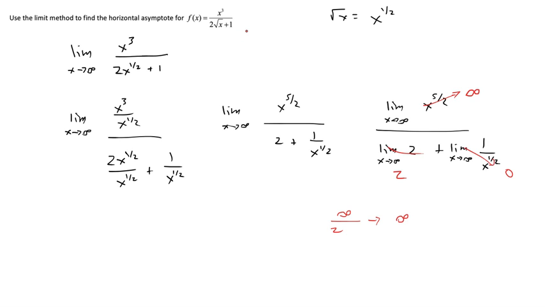Which means what? There's not a horizontal asymptote, actually. It's not a vertical asymptote either. So we notice that the power in the numerator is greater than the power in the denominator. So there's going to be an oblique asymptote here. But to answer the question, there is no horizontal asymptote here.